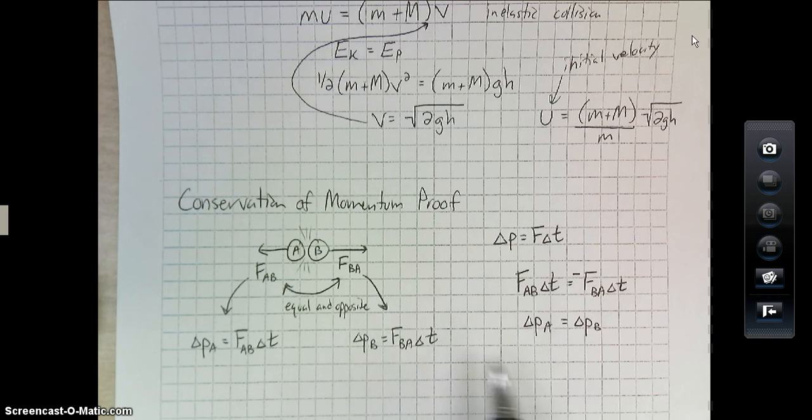Now, this is a fairly big concept, and especially in IB, they like to ask questions like, prove that the conservation of momentum is true based on Newton's laws. Well, in this case, if I have equal and opposite forces and they're in contact with each other for equal amounts of time, then since impulse is F times delta t, the change in momentum of A must equal the change in momentum of B. So this is oftentimes useful.